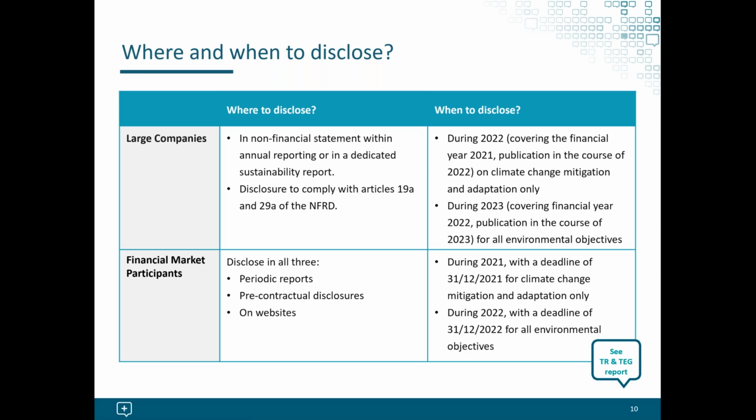Financial market participants should disclose in all 3 of their periodic reports, pre-contractual disclosures, and on their websites. And for these, the deadline is slightly sooner, as they will need to make their first disclosures during 2021. And the EU has set a deadline of the 31st of December 2021 for disclosure relating to climate change mitigation and adaptation, and 31st of December 2022 for the remaining objectives.